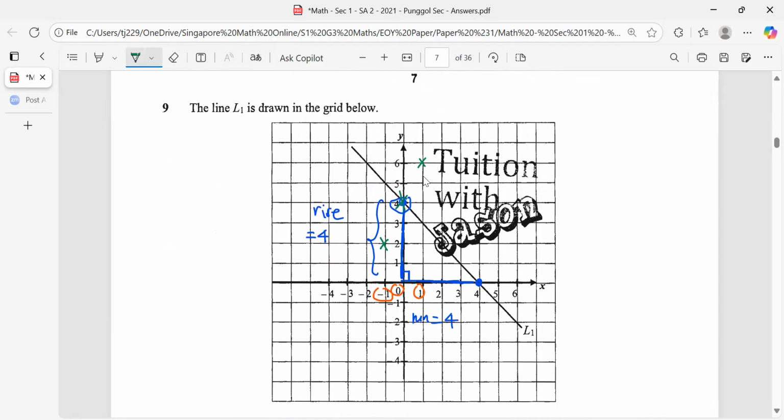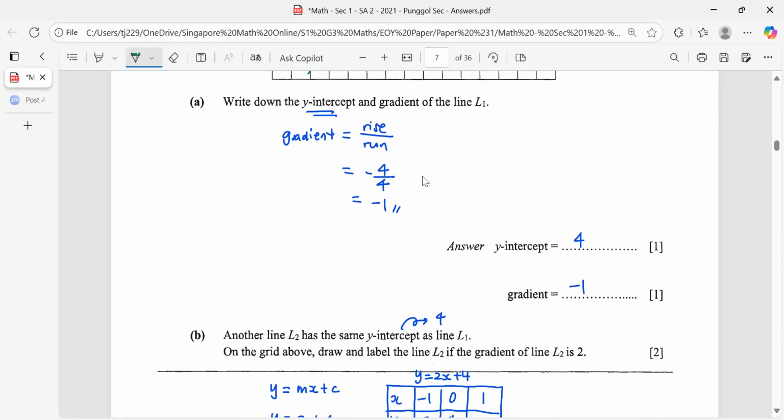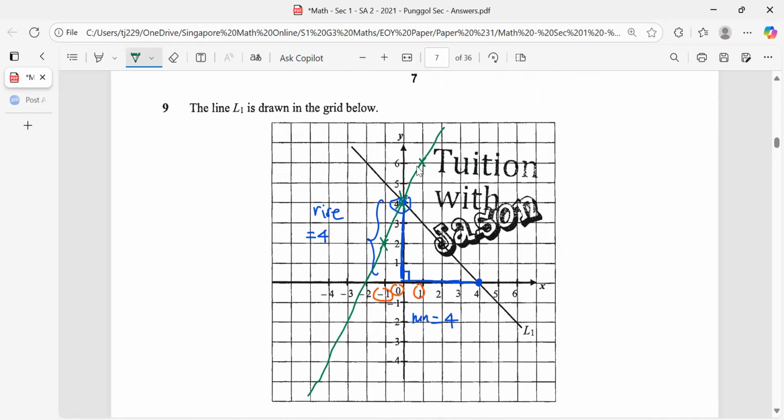Okay. So using a ruler and a pencil, we will have to draw a line through these three crosses. Okay, so it will look something like that. I'm doing it freehand. However, please do so with a ruler. And not enough. We have to label the entire equation of the line. So y equals 2x plus 4. Okay. So that will be for question 9.